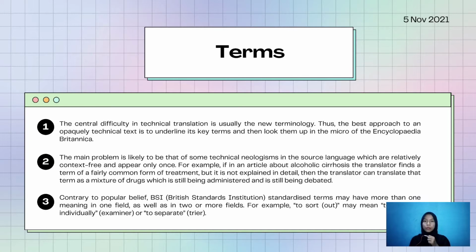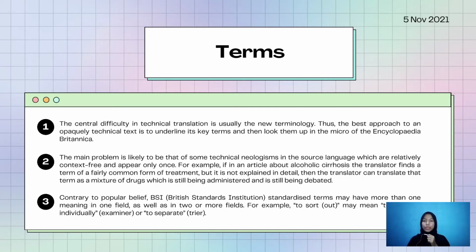The main problem is likely to be that of some technical neologisms in the source language which are relatively context-free and appear only once. For example, if in an article about alcoholic cirrhosis, the translator finds a term of a fairly common form of treatment, but it is not explained in detail, then the translator can translate that term as a mixture of drugs which is still being administered and is still being debated.